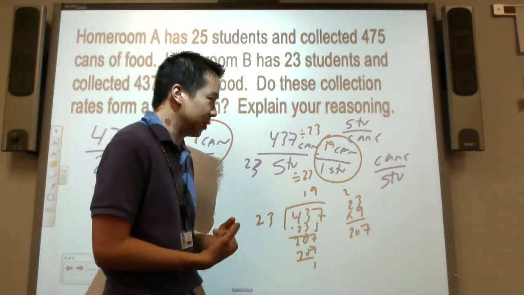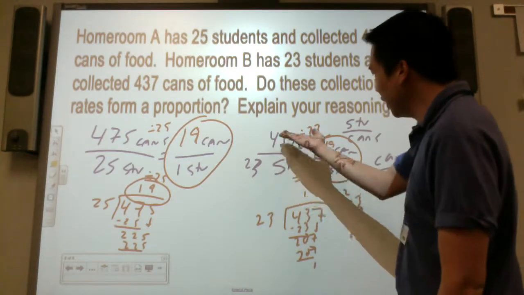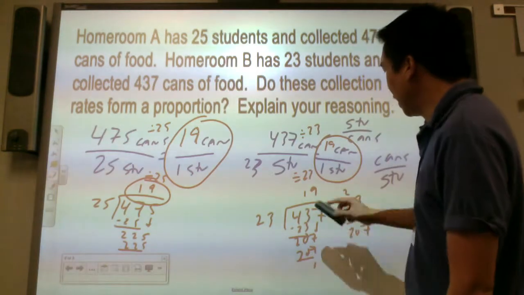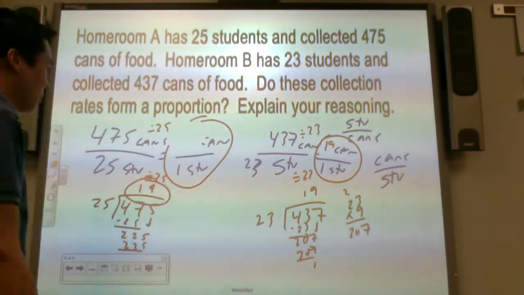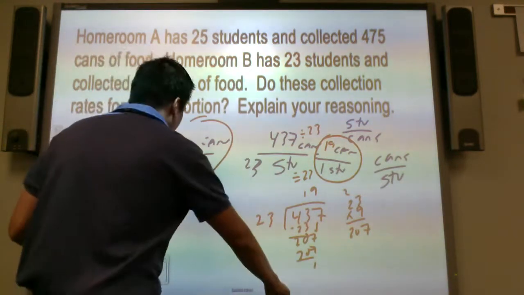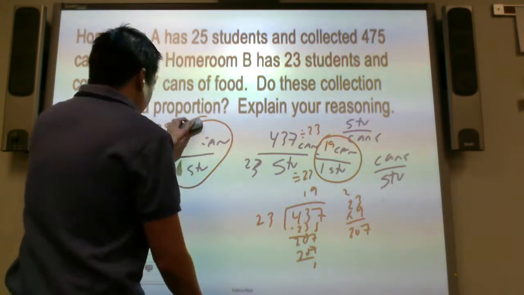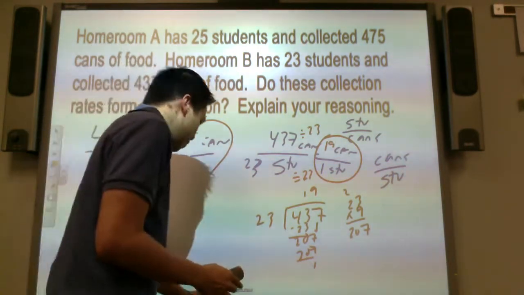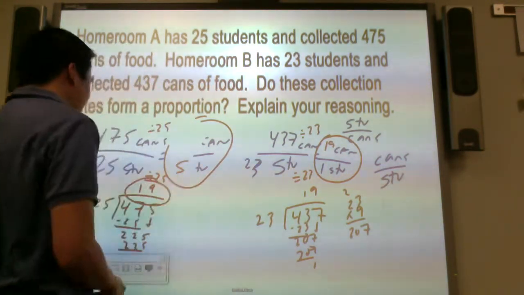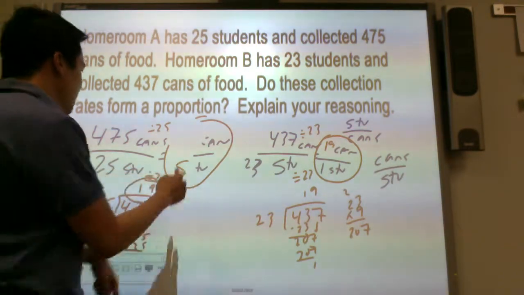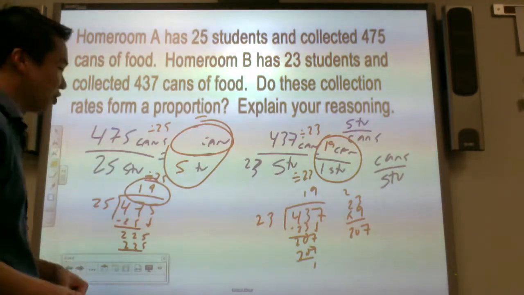They form an equality. So next time, what we're going to learn is what happens if you had to, for example, in this one, find this missing number right here? Or given 5 students, how many cans will 5 students collect? So we're going to find that next time.